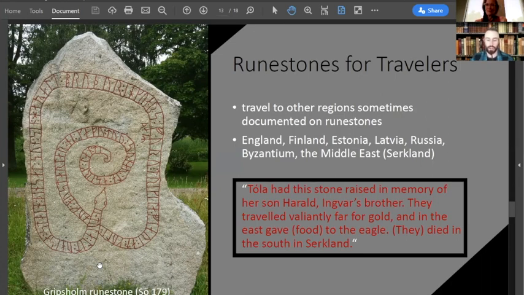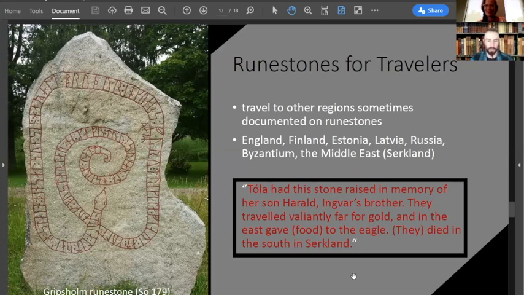And this is connected to an ill-fated Viking expedition to the Caspian Sea in the 1030s, led by a man named Ingvar. And this runestone says, Tola had the stone raised in memory of her son Harald, Ingvar's brother. They traveled valiantly far for gold, and in the east gave food to the eagle. They died in the south in Serkland. And in case you were wondering, giving food to the eagle was a poetic way of saying killing people. So this is definitely a military expedition, and as we said, it didn't go so well.